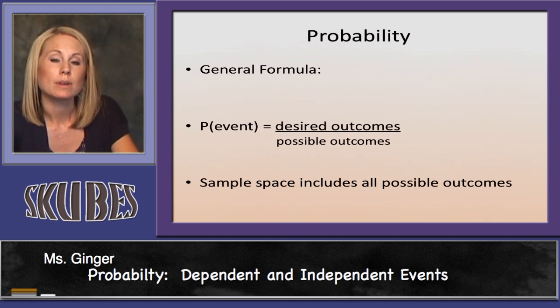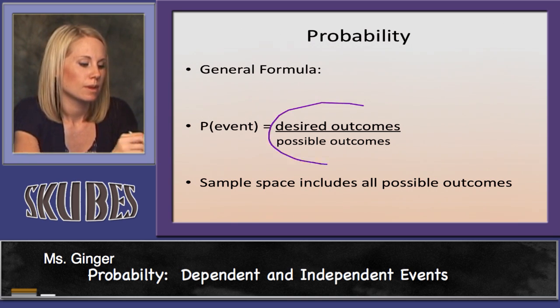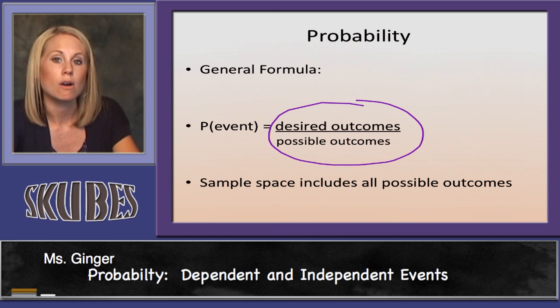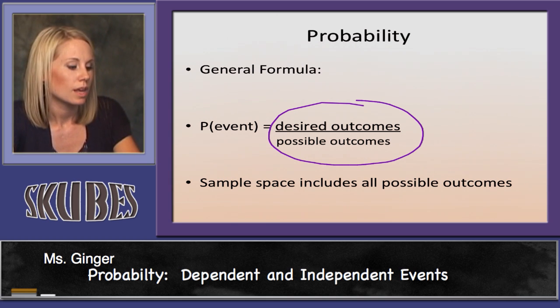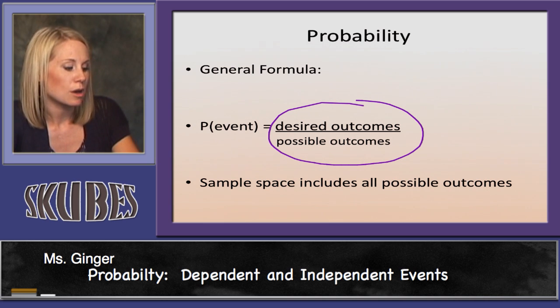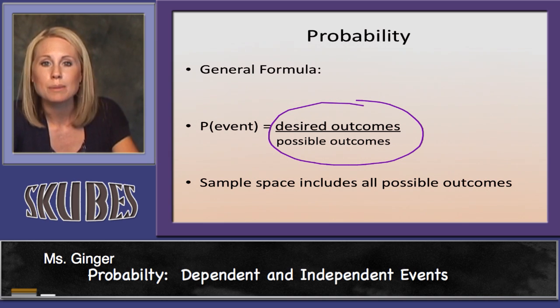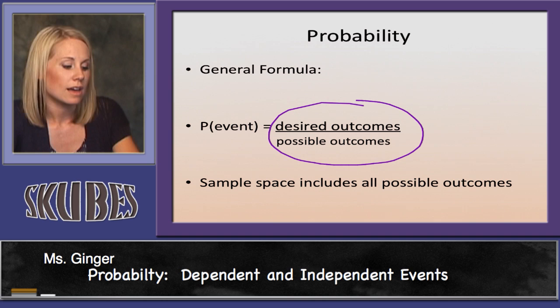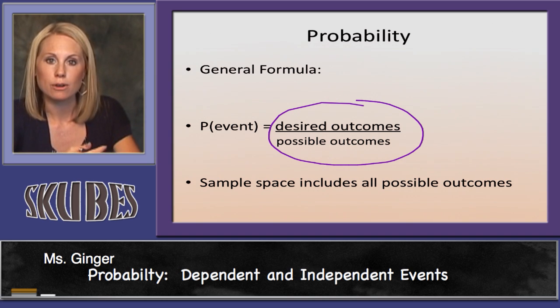But before we do that, we need to recall our general formula for probability, which is always going to come from our desired outcomes divided by all possible outcomes. And remember, when we're talking about probability, you'll come across the term sample space also, and that is referring to all your possible outcomes.